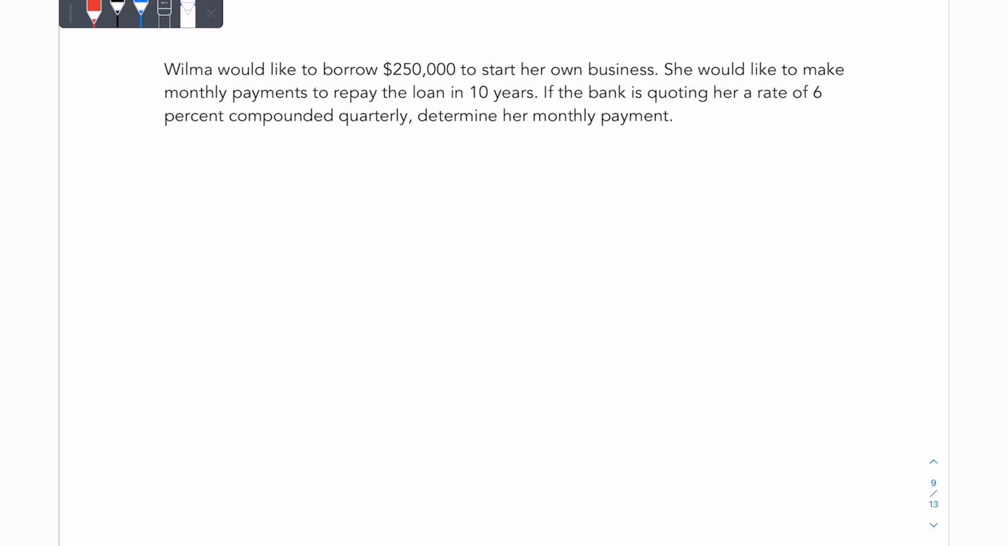Wilma would like to borrow $250,000 to start her own business. She would like to make monthly payments to repay the loan in 10 years. The bank is quoting her a rate of 6% compounded quarterly. Determine the monthly payment. So this is kind of the opposite of the previous question. This time, the compounding, so M is quarterly, but the payment frequency is monthly.